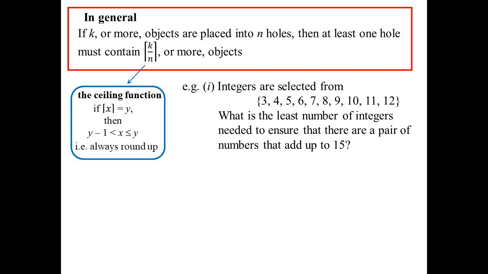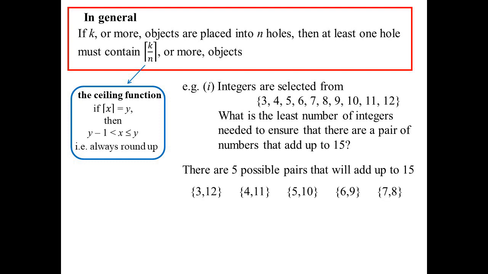Okay, so integers are going to be selected from this group of integers there. What's the least number of integers needed to ensure that there are a pair of numbers that add up to 15? How do we look at this? Well, if we look at our list of numbers, there are 5 possible pairs that will add up to 15 out of those numbers. 3 and 12, 4 and 11, 5 and 10, 6 and 9, 7 and 8. Okay, they are going to be my pigeonholes, if you like. So I'm going to pull out a number and I have to place it in one of those sets. And in fact, I'm being told which ones to place where. 3 will go there, 12 will also go there, and so on. So that's how many holes.